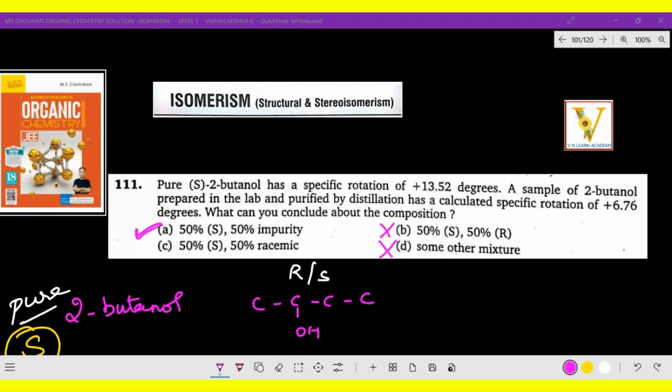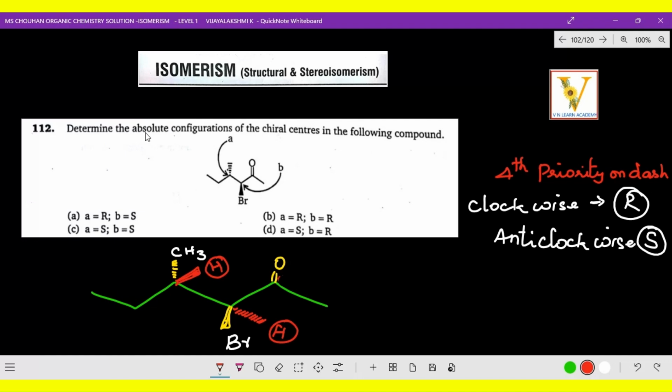Come on, let's go to the next question. Determine the absolute configuration of the chiral centers of the following compound. Absolute configuration we have to identify. They have mentioned here A and here B. In this compound, CH3 is on the dash position, Br is in the wedge position, and this is CHO, that is, C double bond O, in which H will be available.